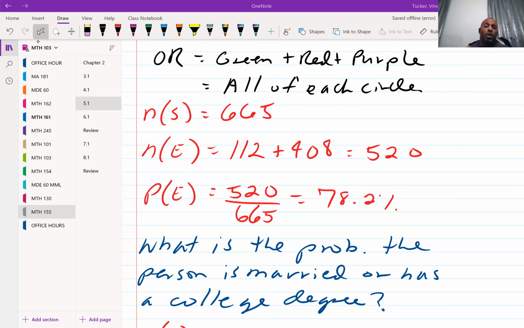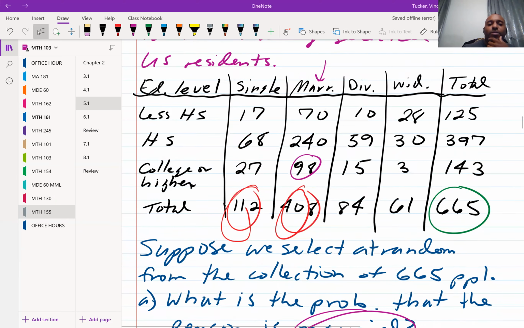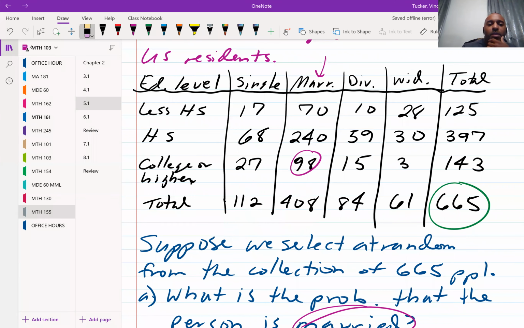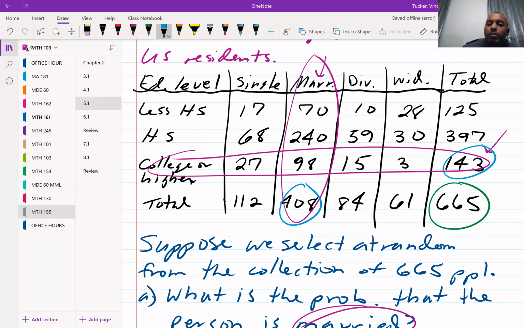All right, so the probability of picking someone who is married or has a college degree. So now when I go here, and like I said, I know the chart is right in front of y'all. Y'all don't have to scroll up anywhere. But talking about being married, which is right here, then have a college degree or higher, which is right here. Notice if I were to just take the 143 and this 408, these two totals, that would be great, but I would be counting 98 twice.